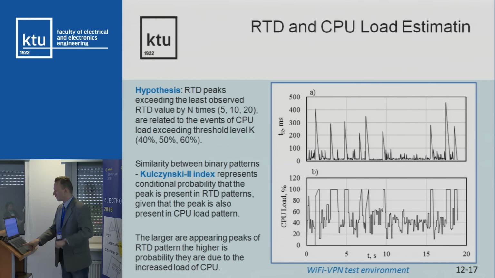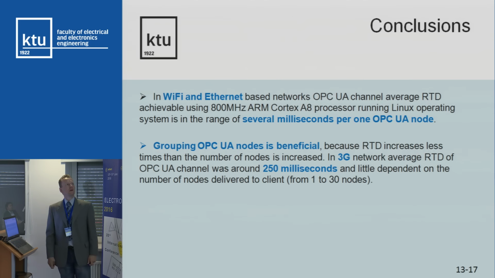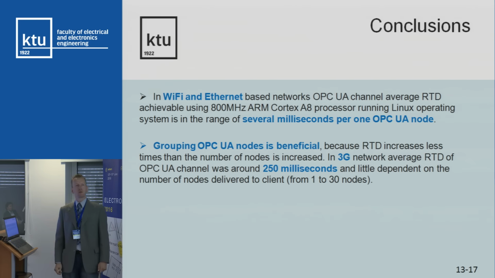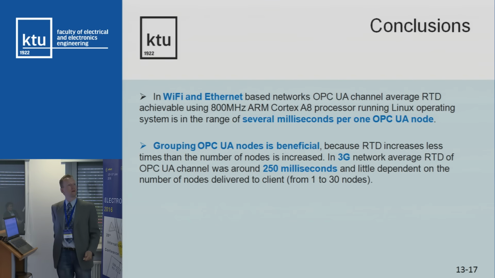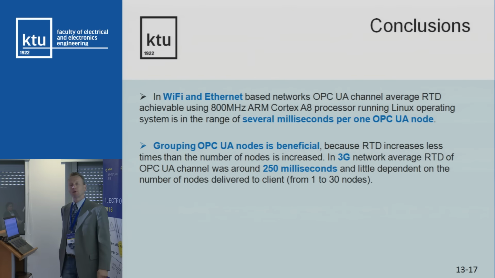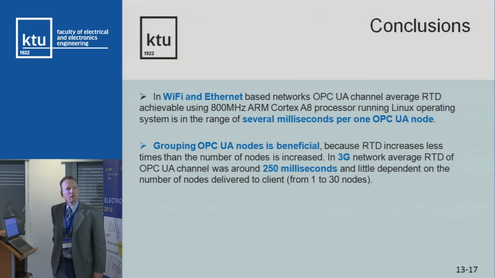Please move forward. Yes, I'm at the conclusions. In Wi-Fi and Ethernet-based networks, the OPCUA channel average achievable using this type of process, of course we can achieve higher, is in several milliseconds per one OPCUA node, which is one reading. Grouping OPCUA nodes is beneficial, especially in 3G networks, where the OPCUA channel was around 250 milliseconds, dependent on how many nodes we group.